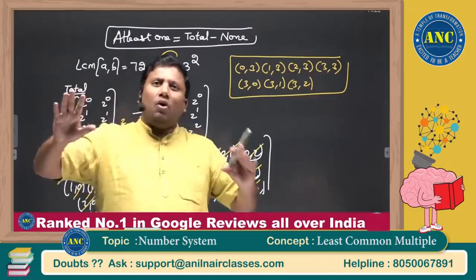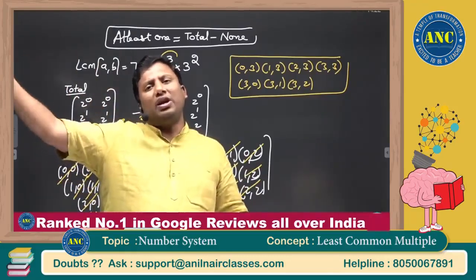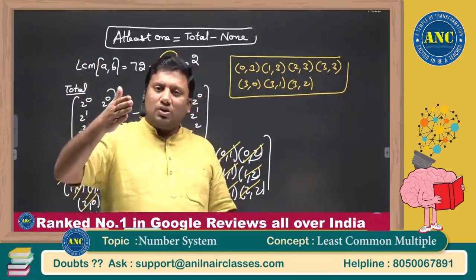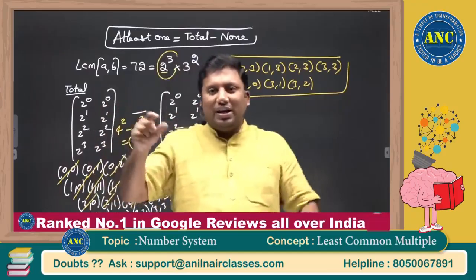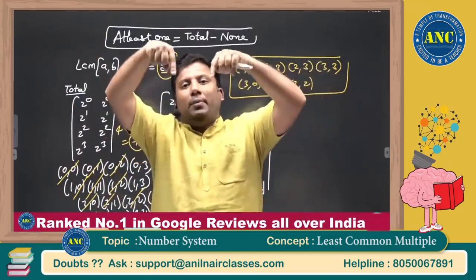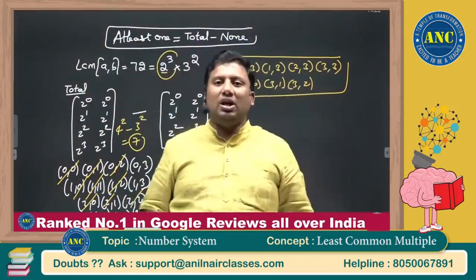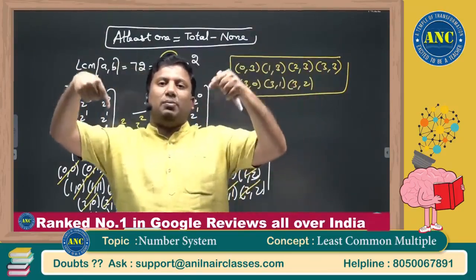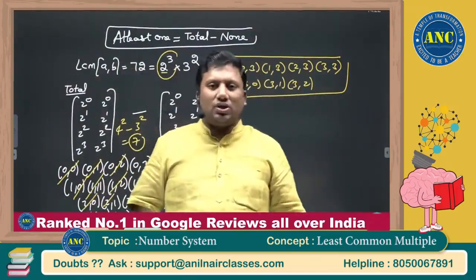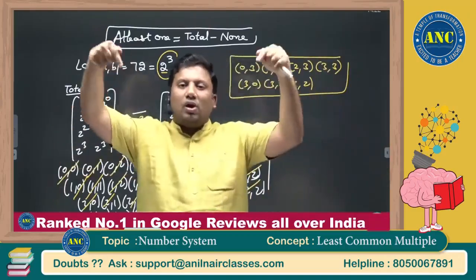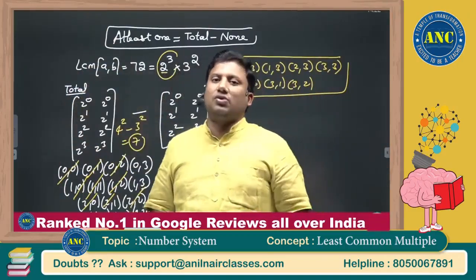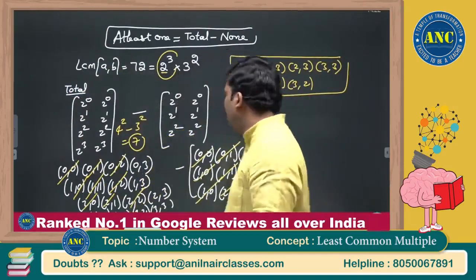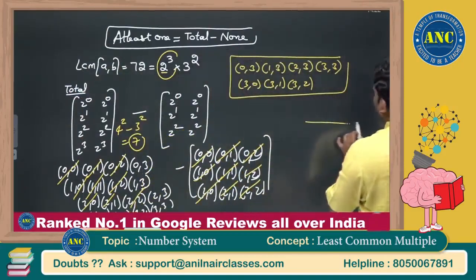Think logically. Whole numbers are 0, 1, 2, 3, 4 and so on. At least one, we require 1, 2, 3, 4, 5 and so on. That is nothing but the total whole number set minus none, 0. From whole numbers, if I subtract 0, am I getting natural numbers? Yes. From the total set, if I subtract none, I will get at least 1. Are you all with me? At least 1.